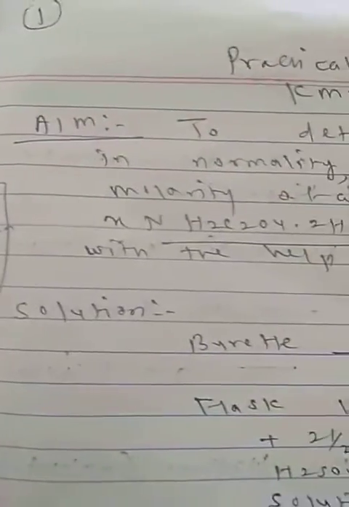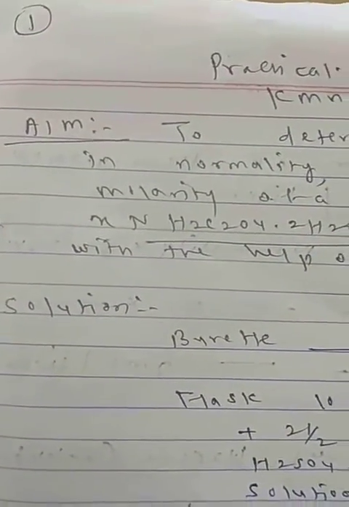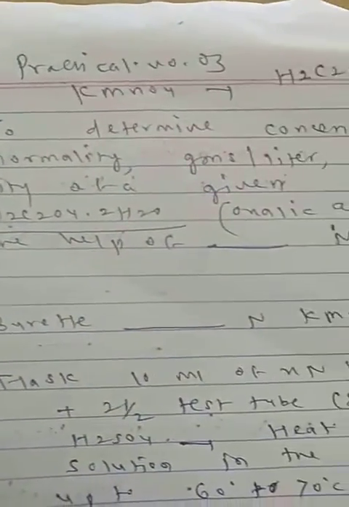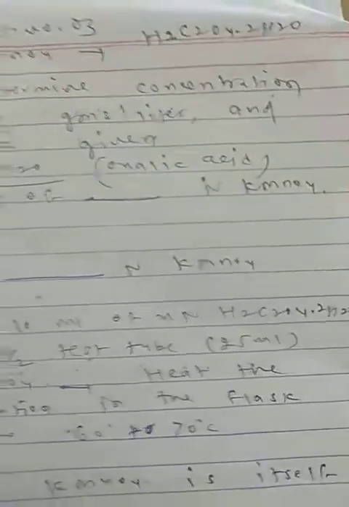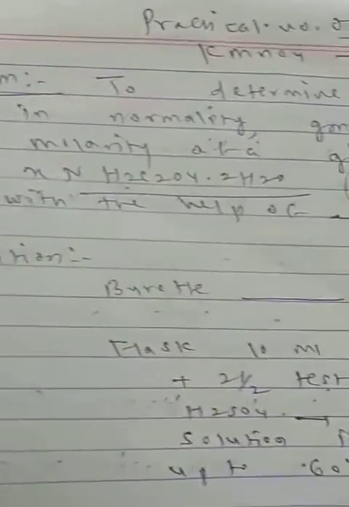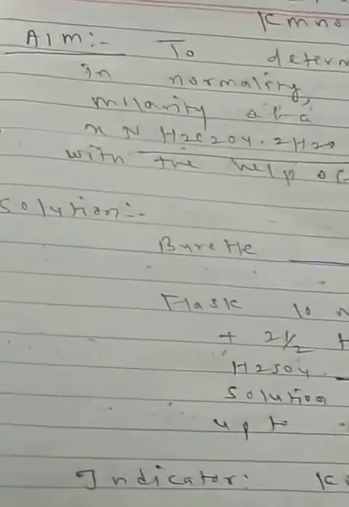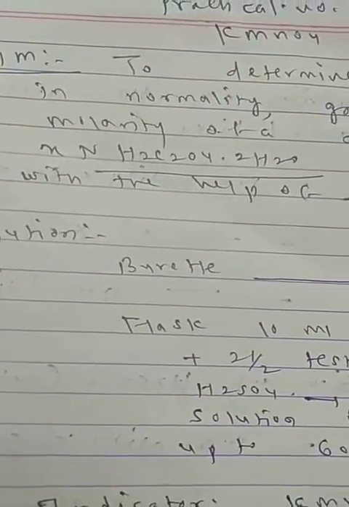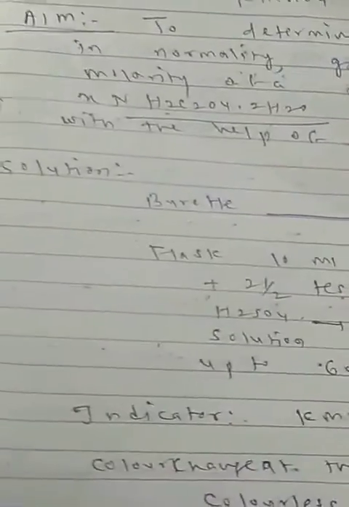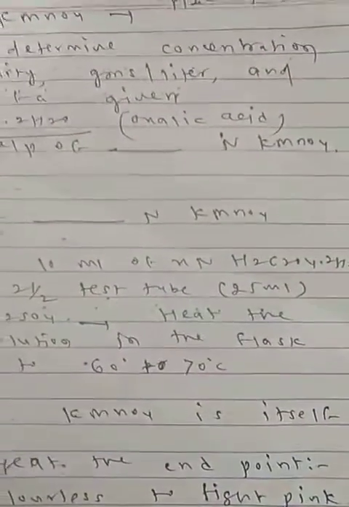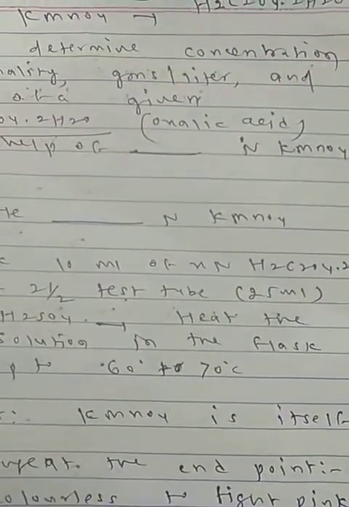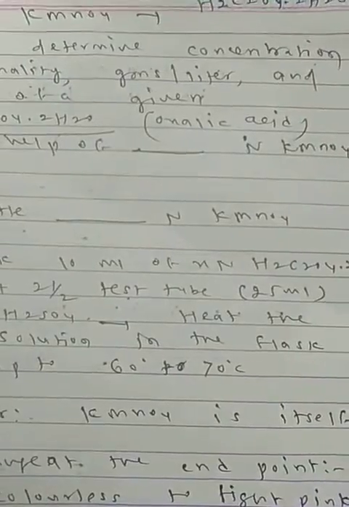Write the aim on the first page, that is ruled: to determine the concentration in normality, grams per liter, and molarity of a given X normal H2C2O4·2H2O, that is called oxalic acid, with the help of dash normal KMnO4. When you come in the lab, I will give the normality. At that time you have to write it. Now you keep the blank place.